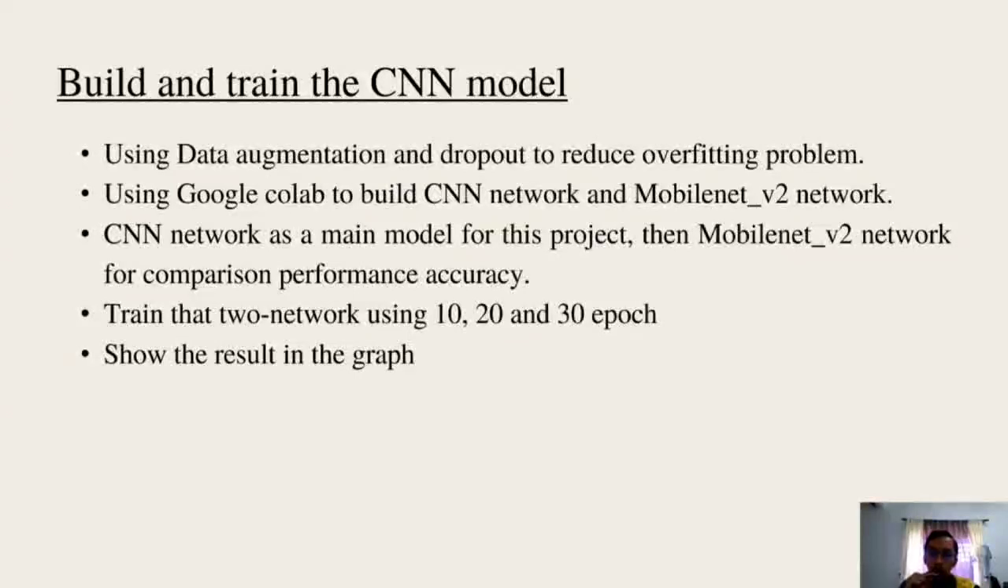Use data augmentation and dropout to reduce the overfitting problem. Using Google Colab to build the CNN model and MobileNet version 2 model. The CNN network is the main model for this project, and the MobileNet version 2 network is for comparing performance accuracy. Train the network using 10, 20 and 30 epochs, and then lastly show the result in a graph.